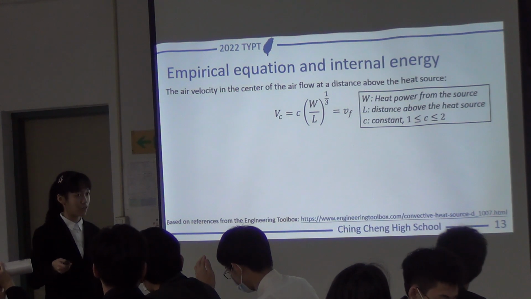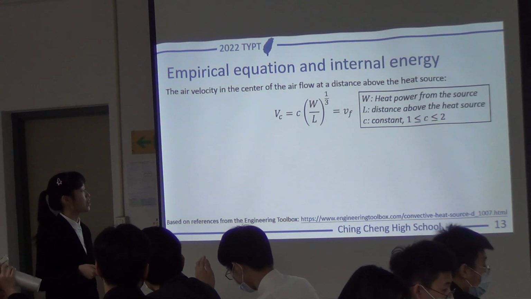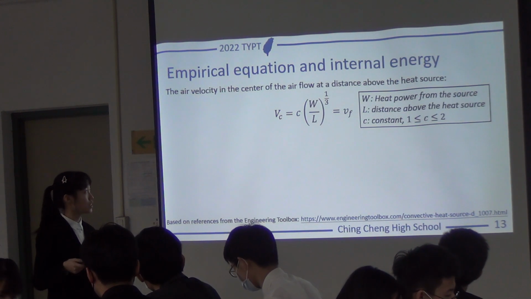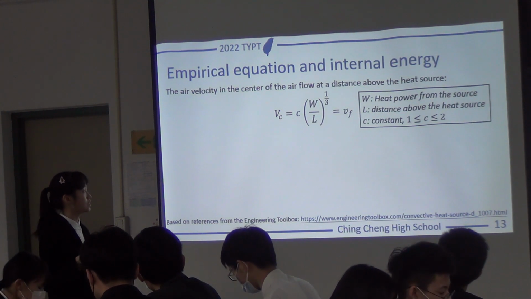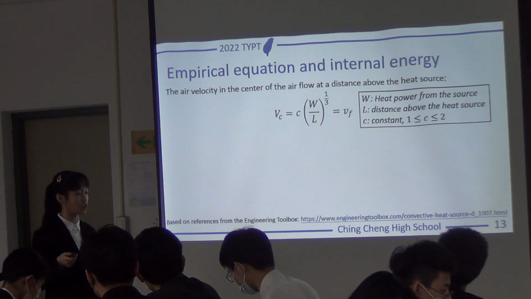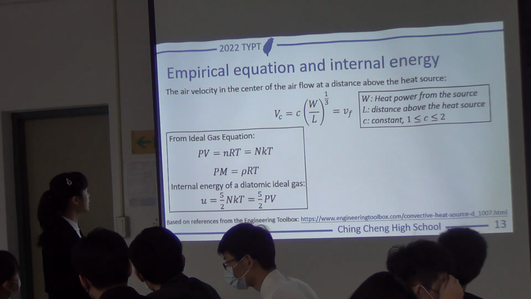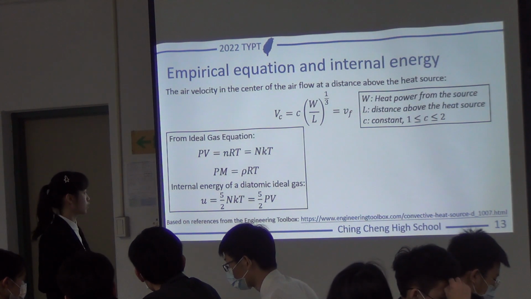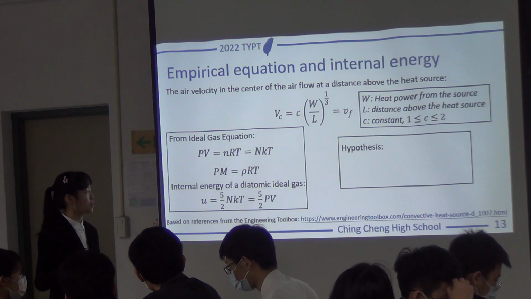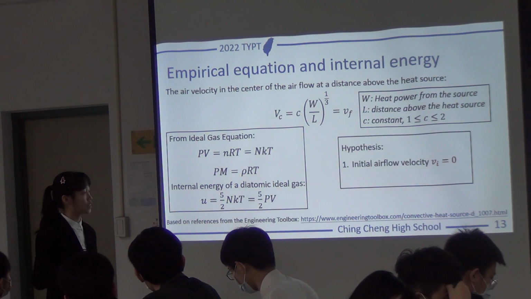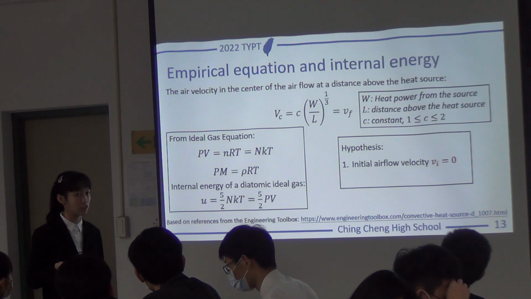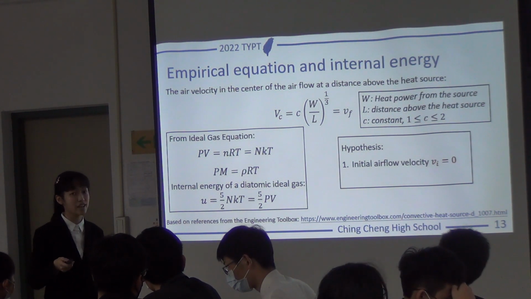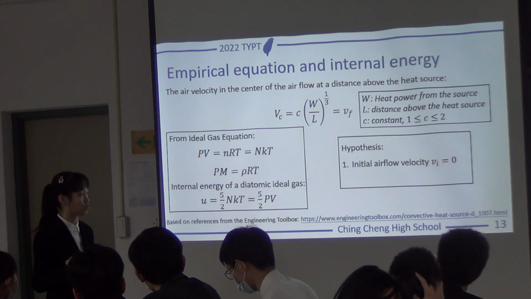We can change velocity with some parameters, and W stands for the heat power from the source, L stands for the distance above the heat source, and C is a constant, which was between 1 and 2. And this is the ideal gas equation and internal energy equation. Here are other hypotheses. First, we assume that the initial air flow velocity is 0, which means we are observing the flow just from the candle and it has not been affected by the surroundings yet.